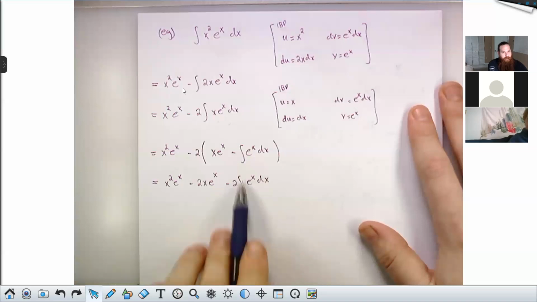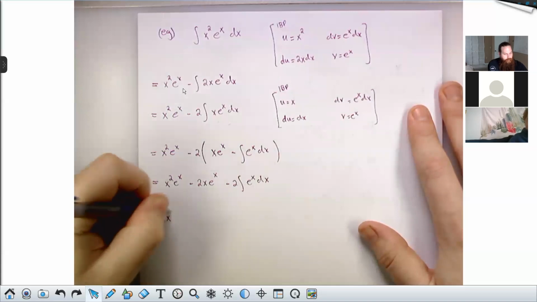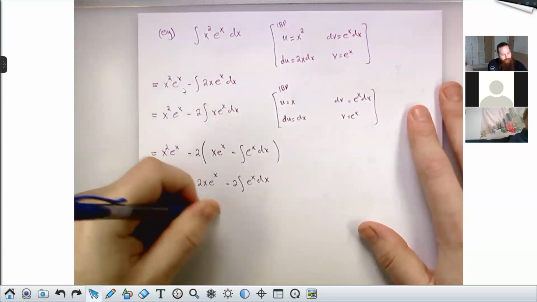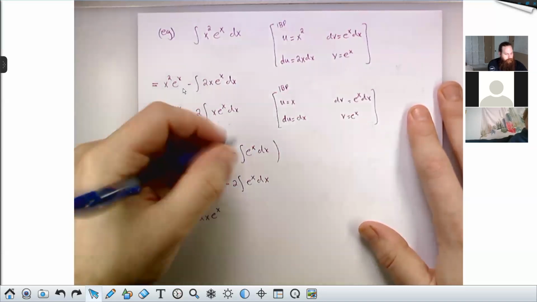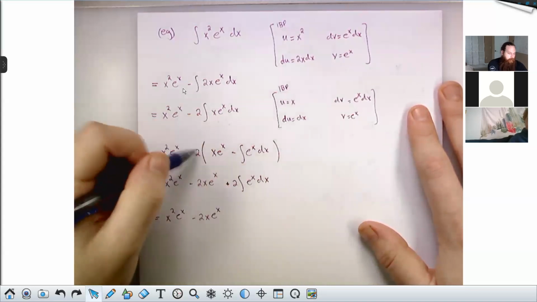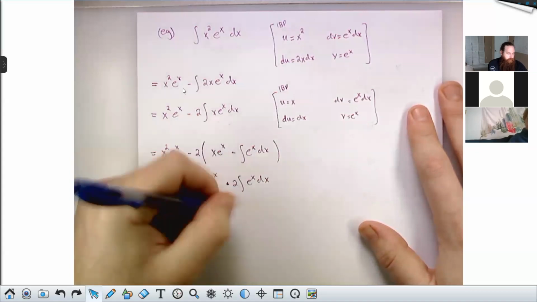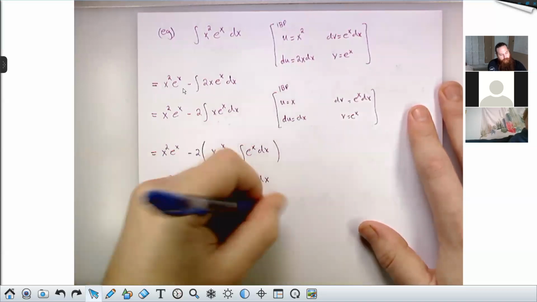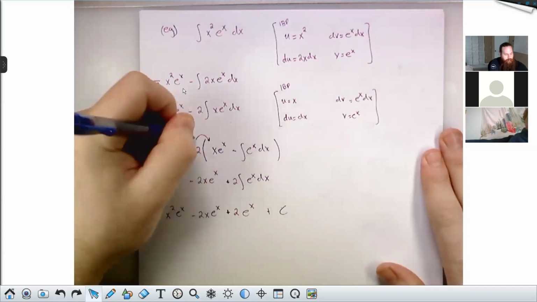And the integral of e to the x dx is just e to the x. So you get x squared e to the x minus 2x e to the x. Oh, and when I distribute this minus, this is going to become a plus, isn't it? I'm distributing a minus 2, so the minus goes here and here. So this will be actually a plus 2 e to the x, and then at this stage I start writing my plus c. So what I'm doing is I'm distributing the minus 2 to both of these guys.